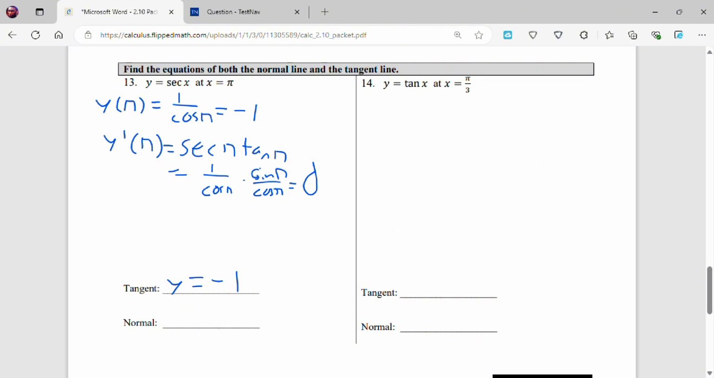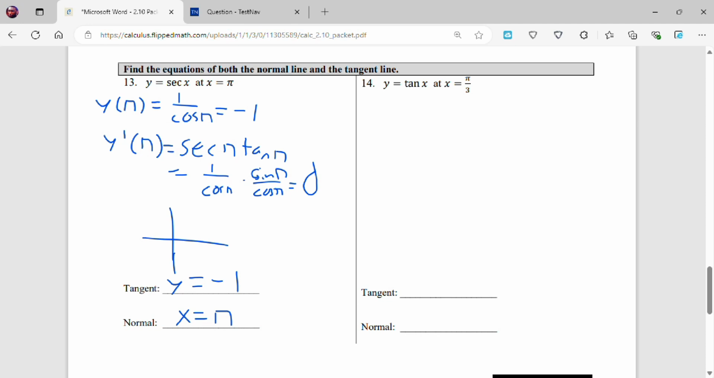Our normal line, it can't exist. Simply, well, you could write x equals pi, right? Because, okay, so let me graph this.